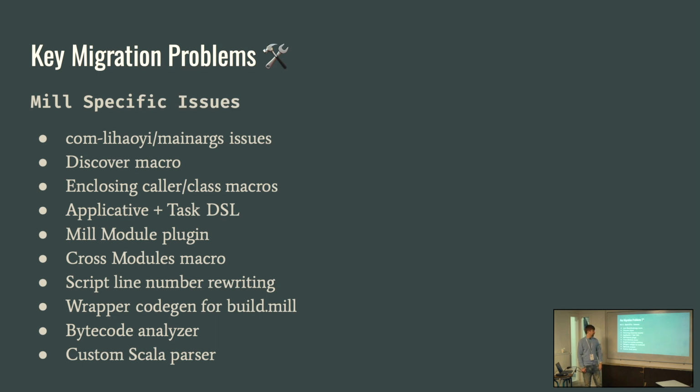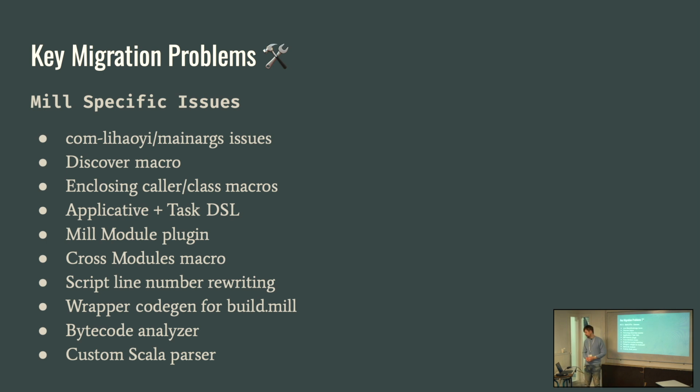So here comes the real Mill-specific stuff I had to deal with. I mentioned earlier there was the problem with the main args library, so I had to go and fix that. Then we have a whole bunch of macros that are inside the library itself. We have some compiler plugins I had to rewrite.